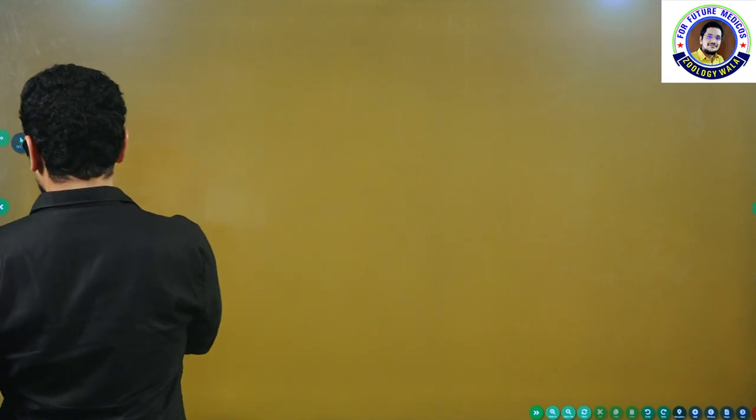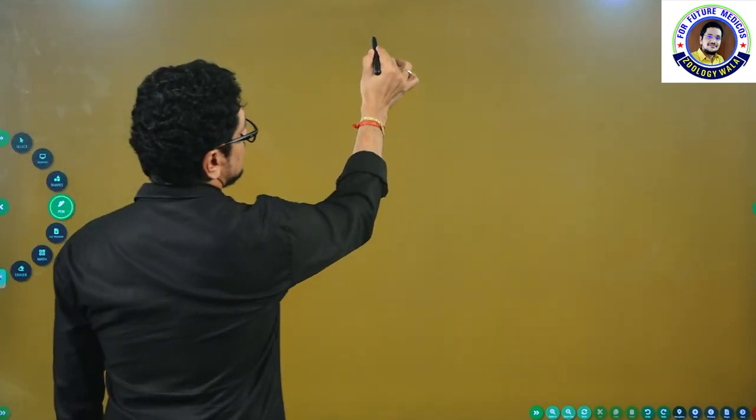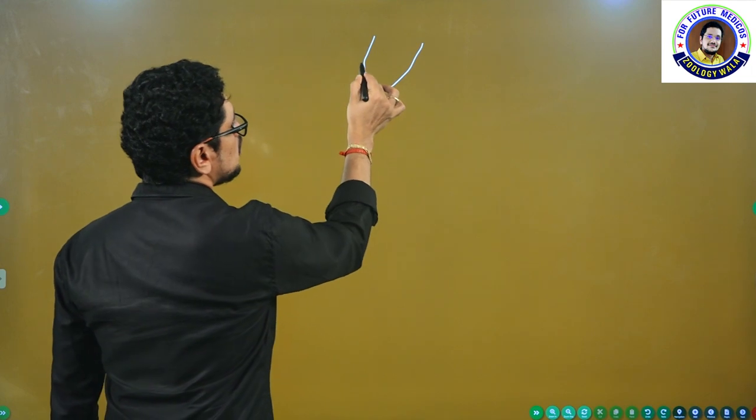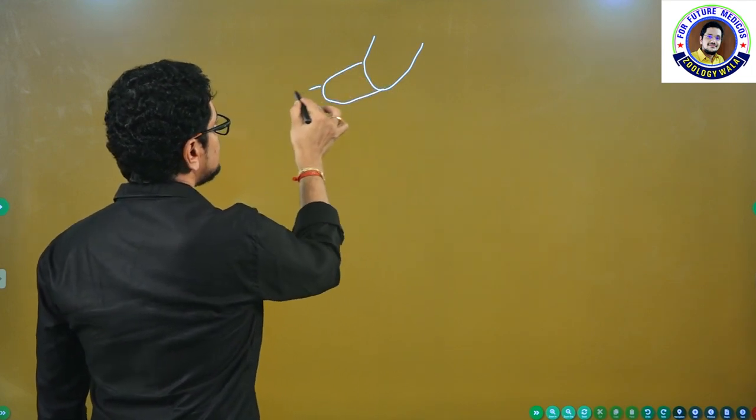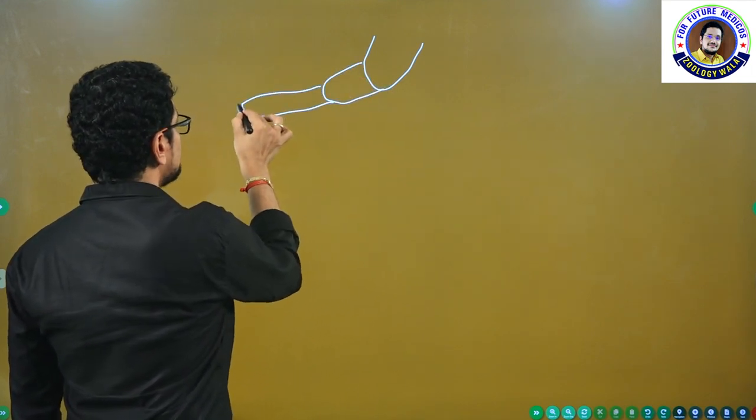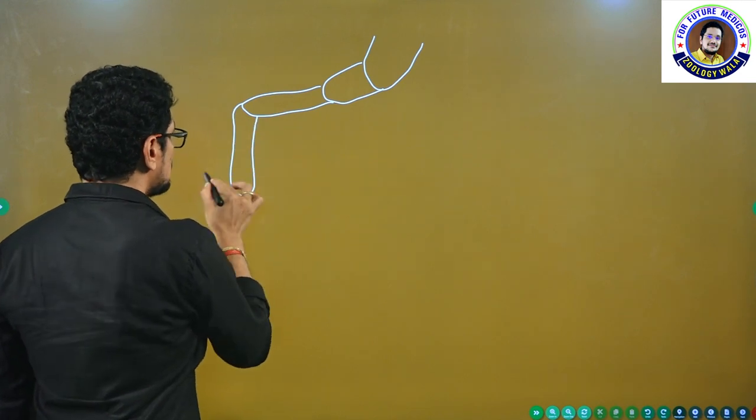This is the first part of the leg, called coxa. And this is trochanter. And this one is called femur. And this one is called tibia.